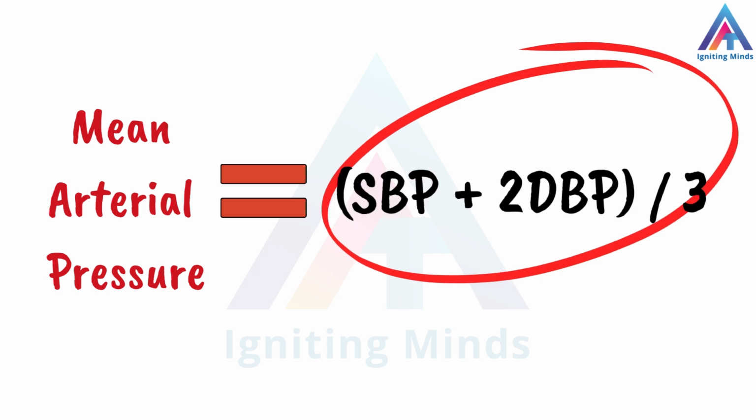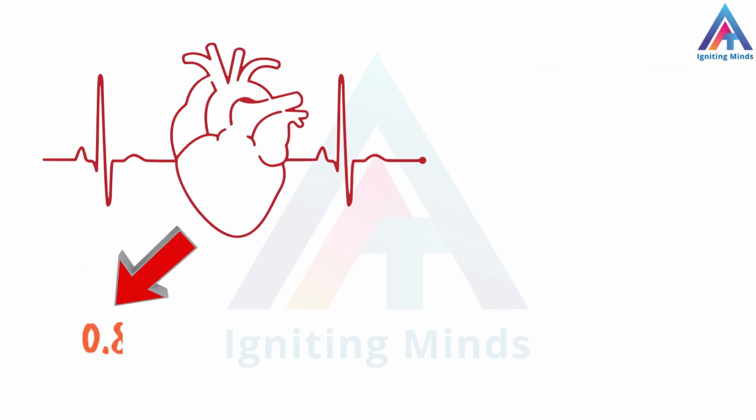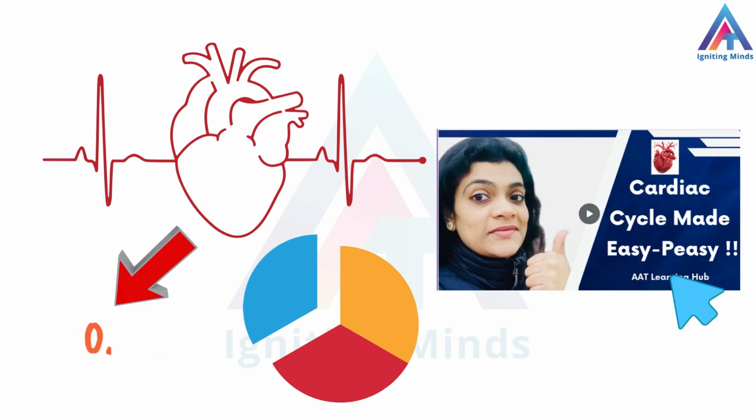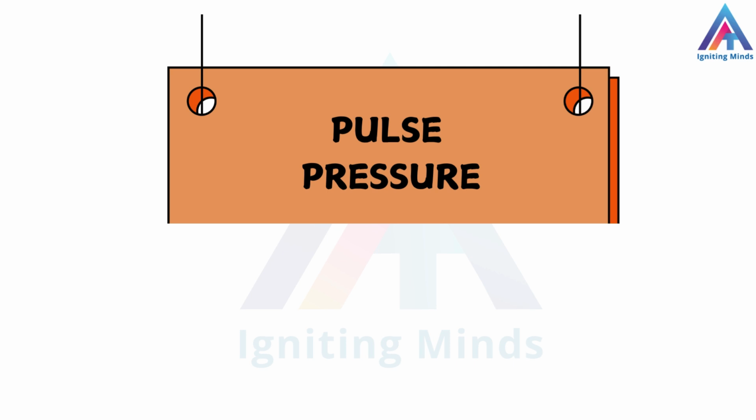Note that MAP is largely based on diastolic blood pressure because most of the cardiac cycle is spent in diastole. One cardiac cycle lasts about 0.8 seconds. Under resting conditions, systole occupies 1/3 and diastole 2/3 of the cardiac cycle duration. To brush up further details about the cardiac cycle, please feel free to visit my earlier lecture on all aspects of the cardiac cycle. Let's move on to discuss pulse pressure.